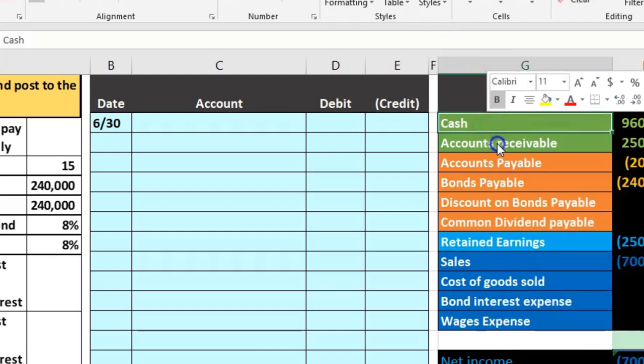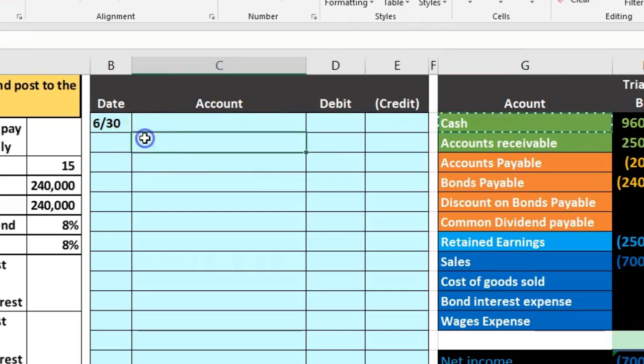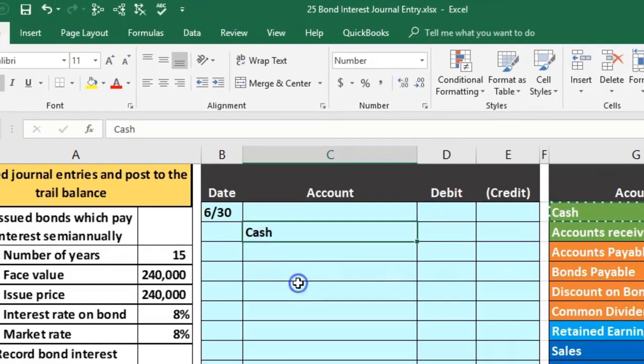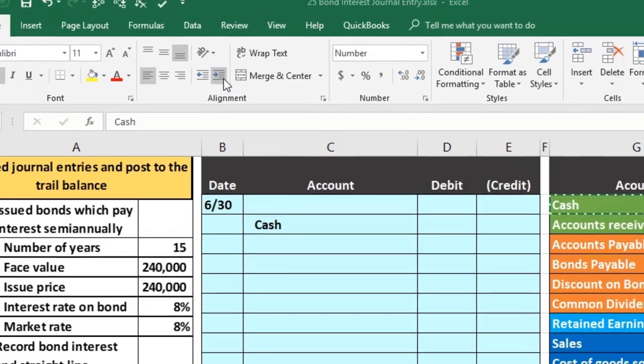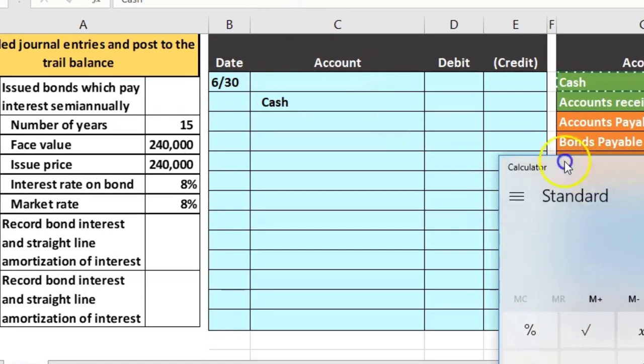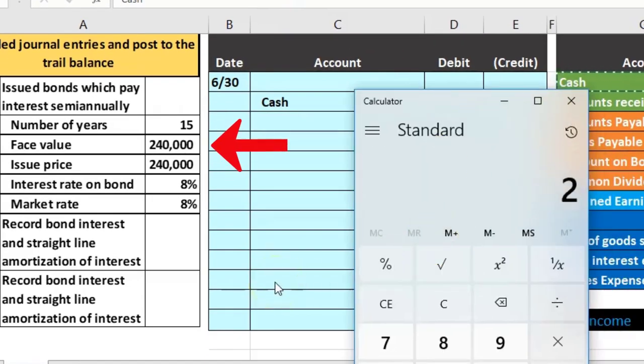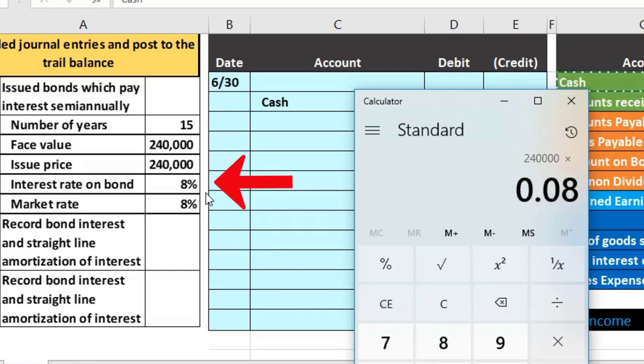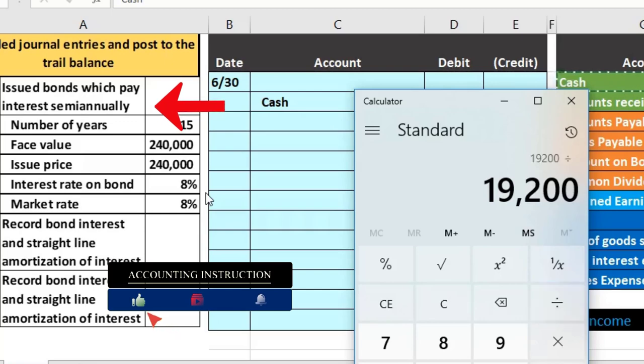So I'm going to right click and copy cash. I'm going to put that on the bottom, on the credit side in C4, right click and paste 123. Then we'll indent, home tab, alignment, increase indent, it's probably done for you already. And then we have to calculate the amount of interest. So the amount we're going to pay is the face amount, 240,000, times the rate, 8%, 0.08, but that's for a year, and it's semi-annual. So we're going to divide that by two, 9,600.